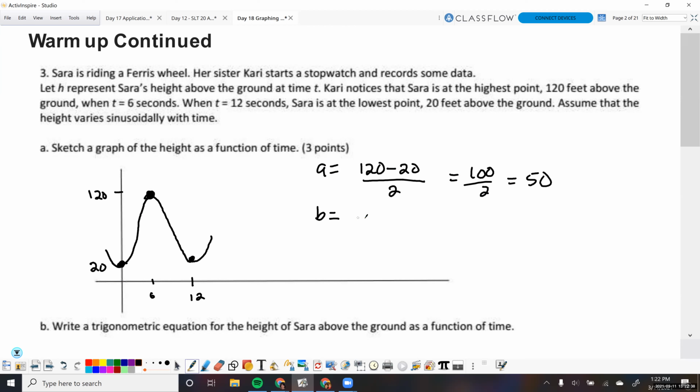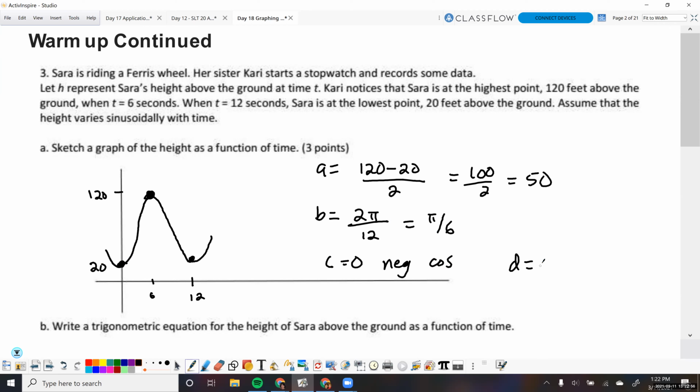B, well, I need the period. So the period here is going to be 12. So 2 pi divided by 12 becomes pi over 6. C, I'm not going to need a C because I'm going to write this as a negative cosine. So I'm not going to need a C value.